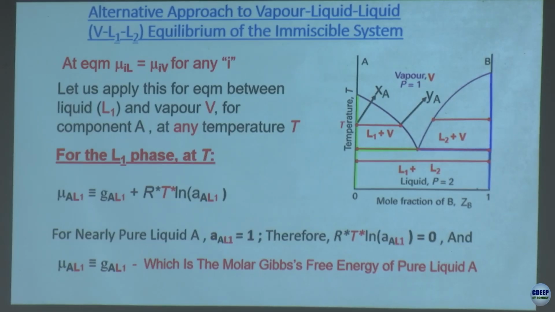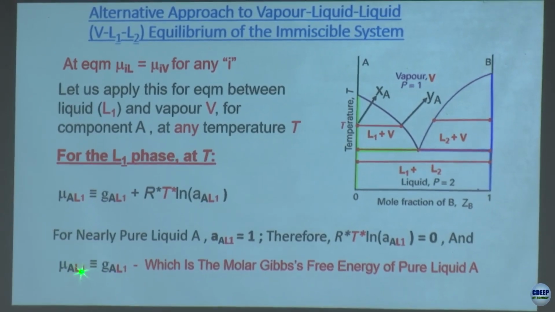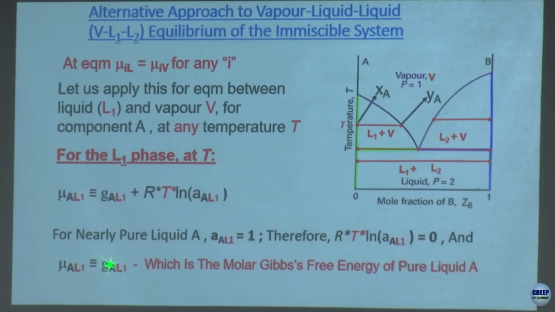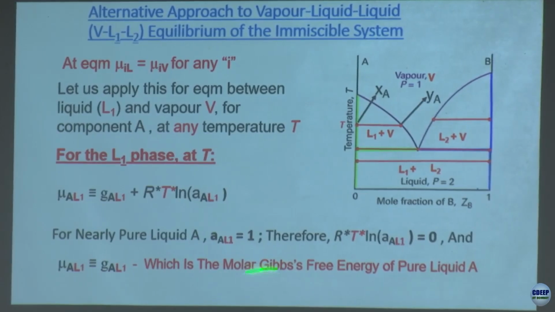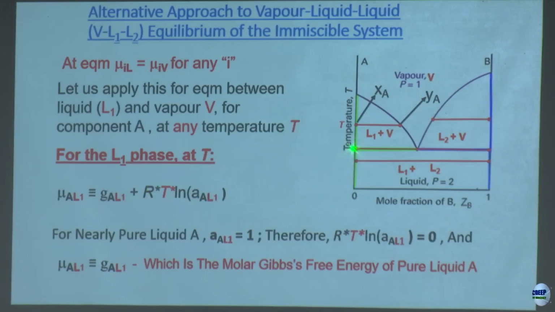Okay. So for nearly pure liquid, since activity is equal to 1, in this relationship this particular part really becomes 0, and therefore the chemical potential of A in the liquid phase is equal to the molar Gibbs free energy of A in the liquid phase, which is written here. Fine. So this is something which is true. So the chemical potential on this entire line is like that. So the chemical potential on this entire line is mu L1. Fine.